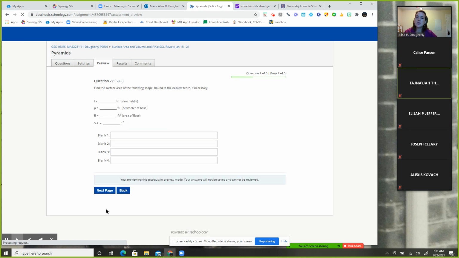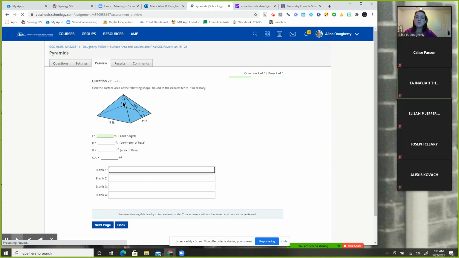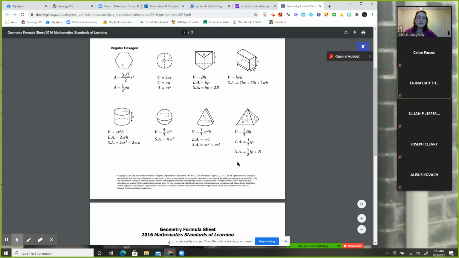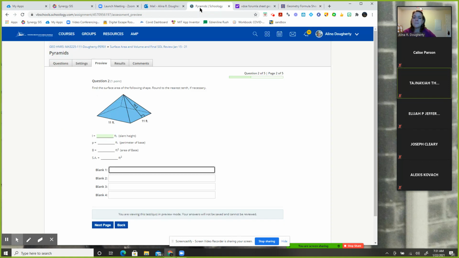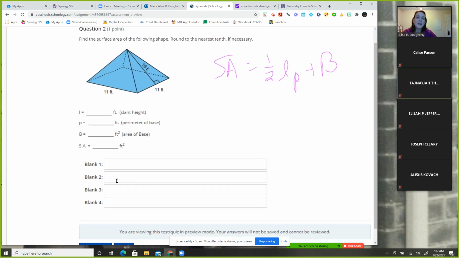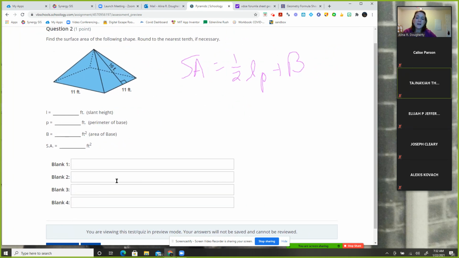So if we go to question 2, what is the surface area of the following shape? So the surface area is a little bit different. 1/2 LP plus B. So surface area equals 1/2 LP plus B. So we've got to know what all of those things are, right? The L is that lateral or slant height.